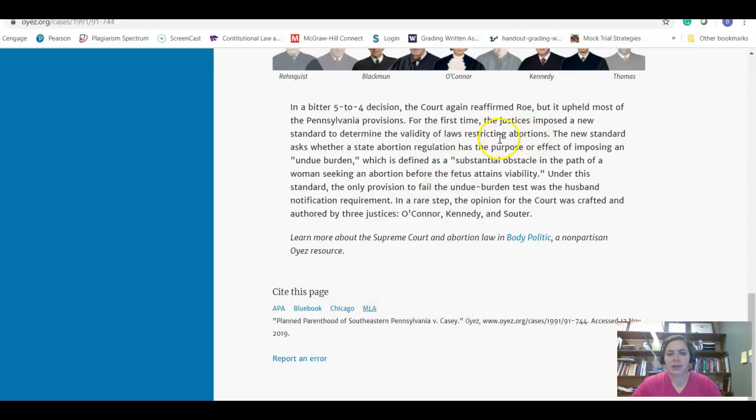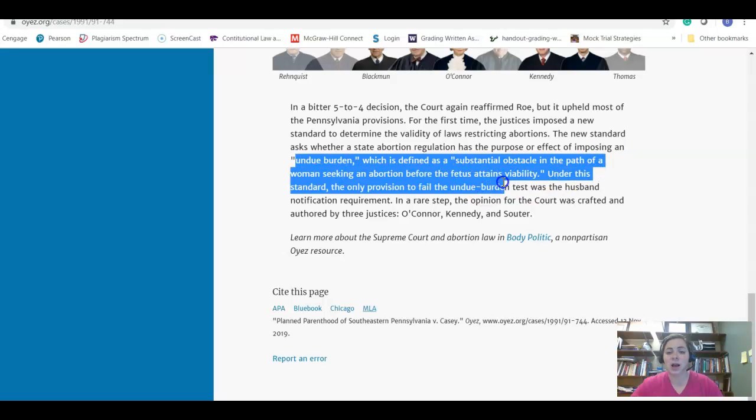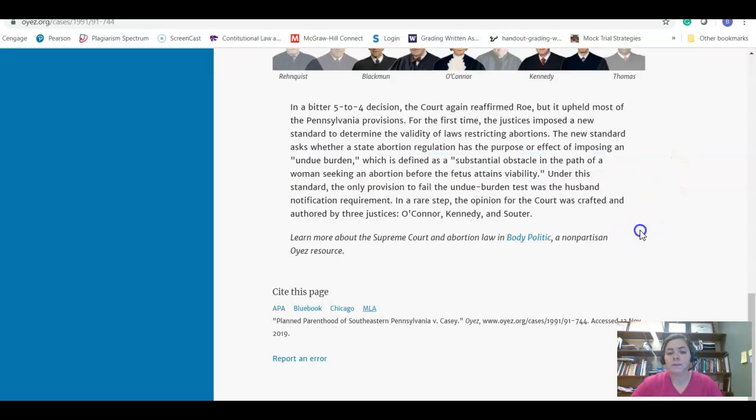The Supreme Court again reaffirmed Roe, but upheld most of those standards. And we have this slightly adjusted standard for how we're going to evaluate abortion-based laws. If the law imposes an undue burden, or in other words, a substantial obstacle in the path of a woman seeking an abortion before viability, then it is unconstitutional. As long as it's not an undue burden, then it is constitutional.